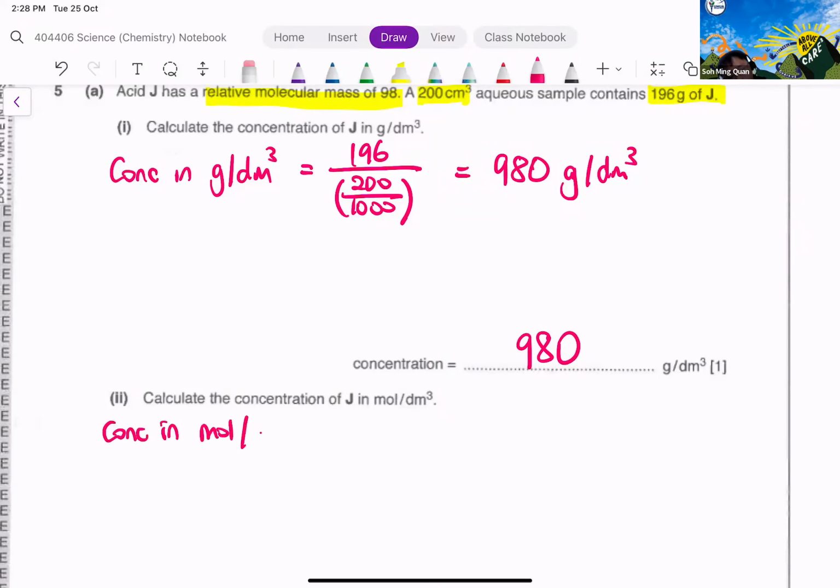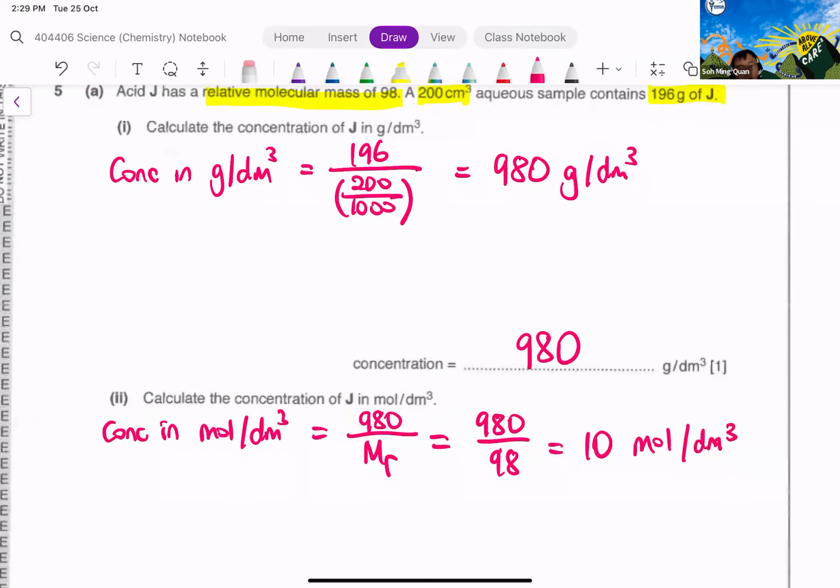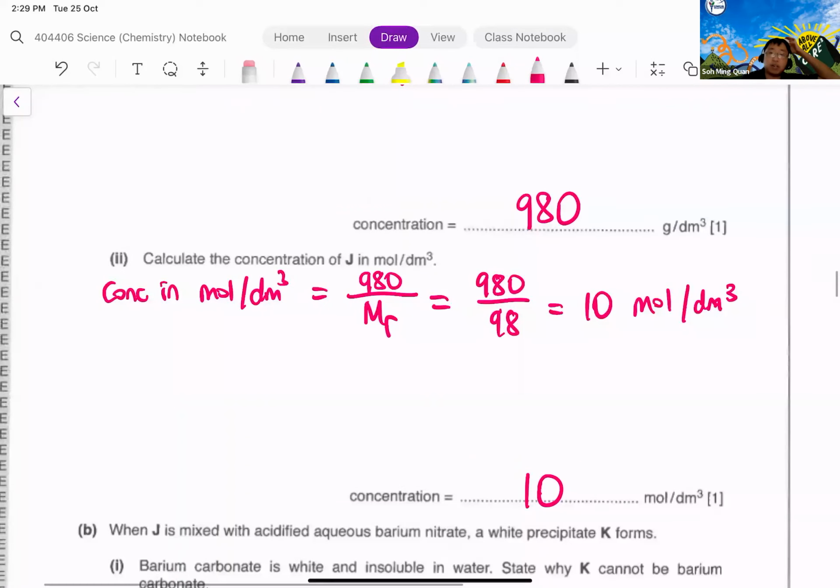The problem now is, how do you then convert to mole per dm cube? Well, gram per dm cube, how do you go to mole? You divide by the Mr. So you divide by 98. That gives you 10 moles per dm cube. So this part shouldn't be the challenging part, so long as you have learned the conversion. The challenging part, and actually one of the most difficult questions in 2016, was actually B part 1.